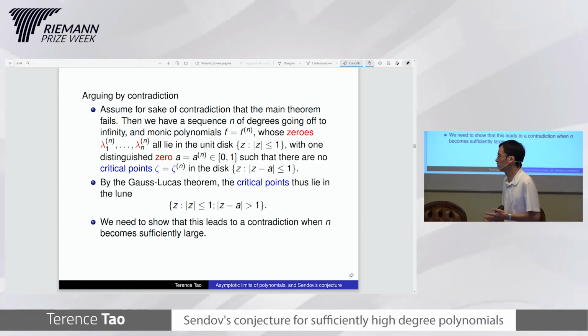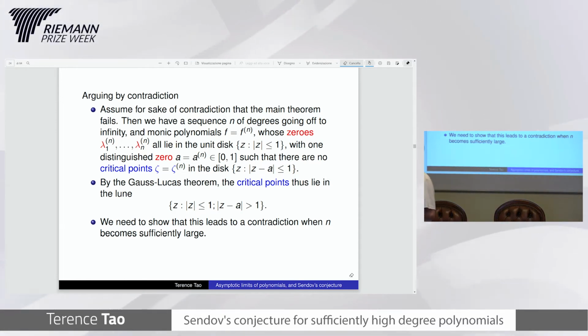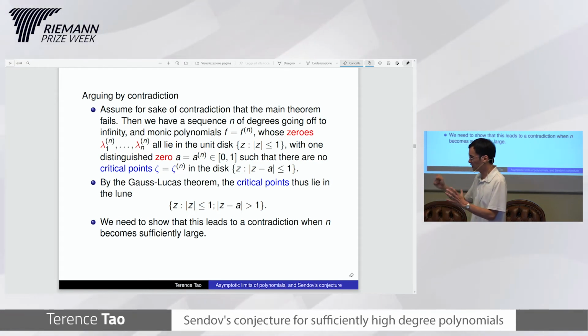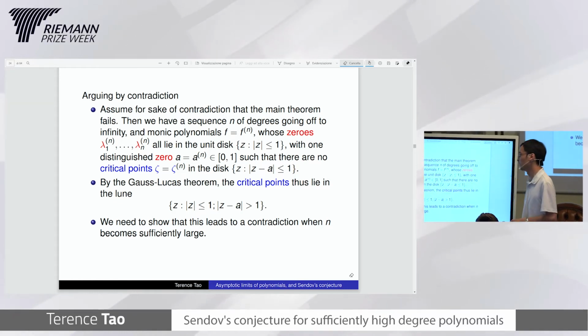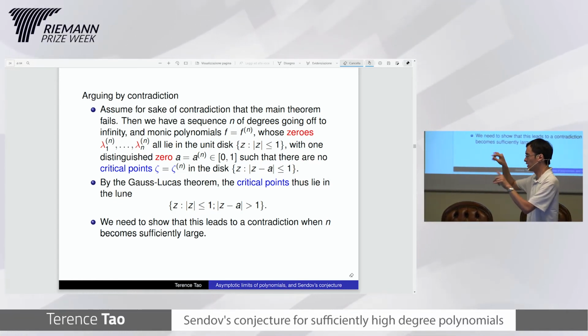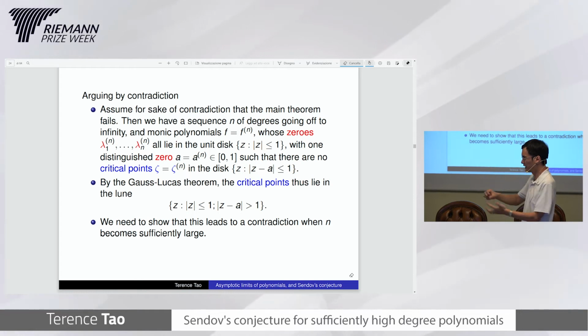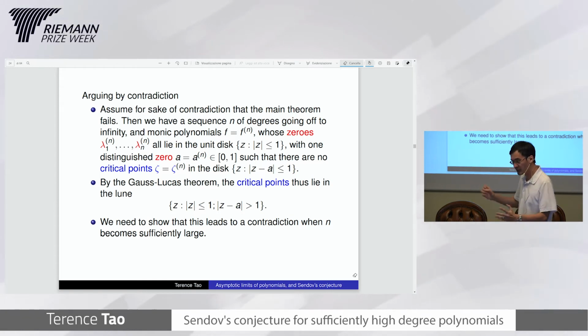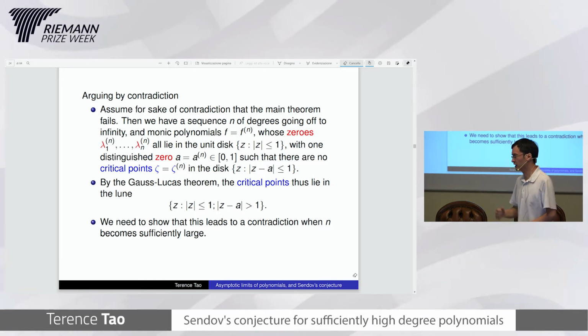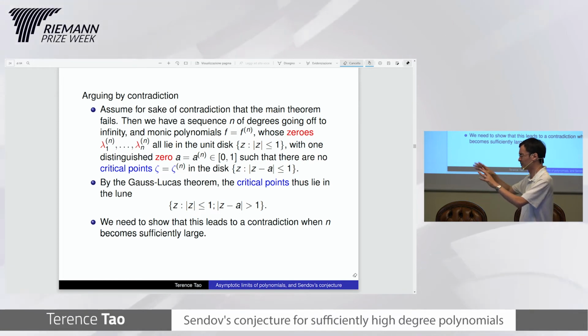We also assume that each polynomial has a special zero, a. It's a different zero as n changes, so the zero will also change its location, but it moves around somewhere in the unit interval. So we have a polynomial, zeros that are moving around, critical points moving around, and a special zero which is bouncing around the unit disk. This is our sequence of objects, and we need to take some limit as n goes to infinity, and then hopefully get some contradiction eventually.